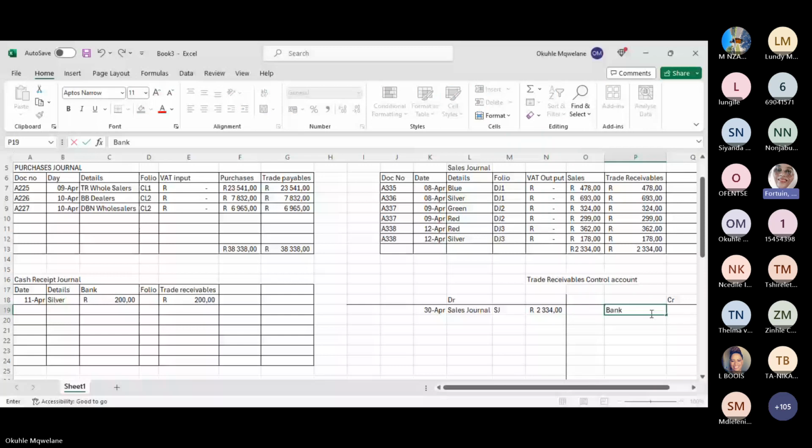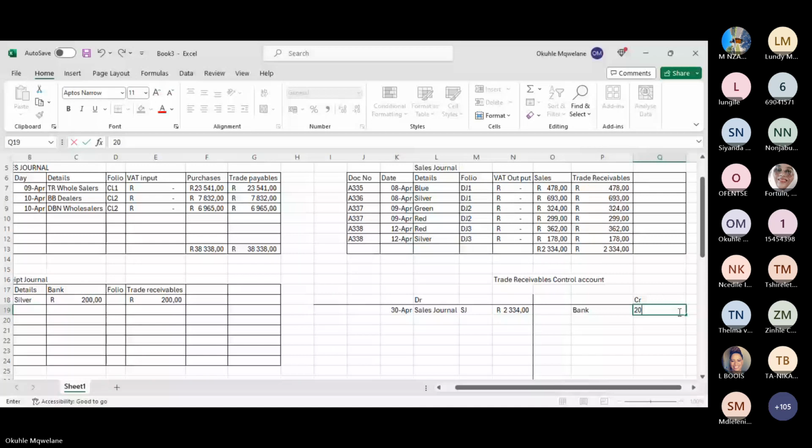I need to run now. Okay, can we continue, ma'am? Yes, you can. You guys can continue. So what you need to do is that your trade receivables control, then you close it off. Then you have your trade payables control account, and then you close it off.